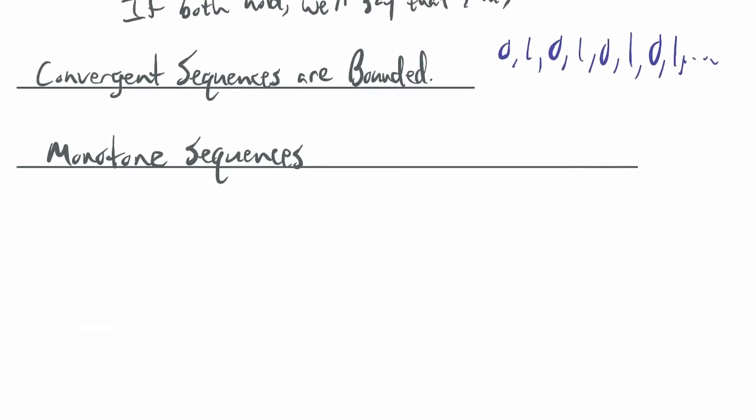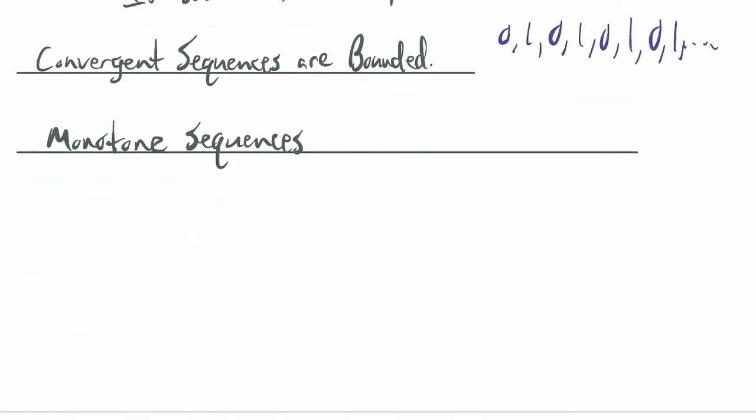Now, monotone sequences. So there's another thing I didn't want to pre-write. So basically, monotone means having one type of change. And you know what monotone is in general usage, like someone has a monotone voice. Something we all know, perhaps. So a monotone sequence is one that only increases or only decreases.